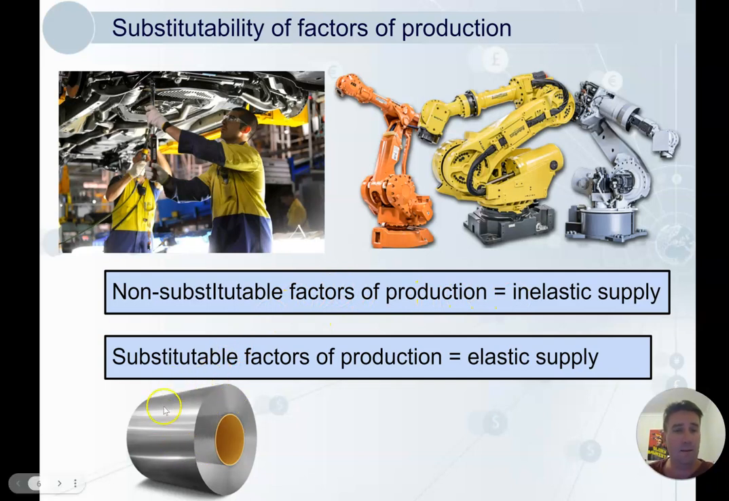And here, that's a roll of steel. That's what steel can look like. So if your resource is really just making things out of steel, then that resource is quite substitutable. You can put it towards all different sorts of uses. That tends to have elastic supply. Producers can respond to a change in price.